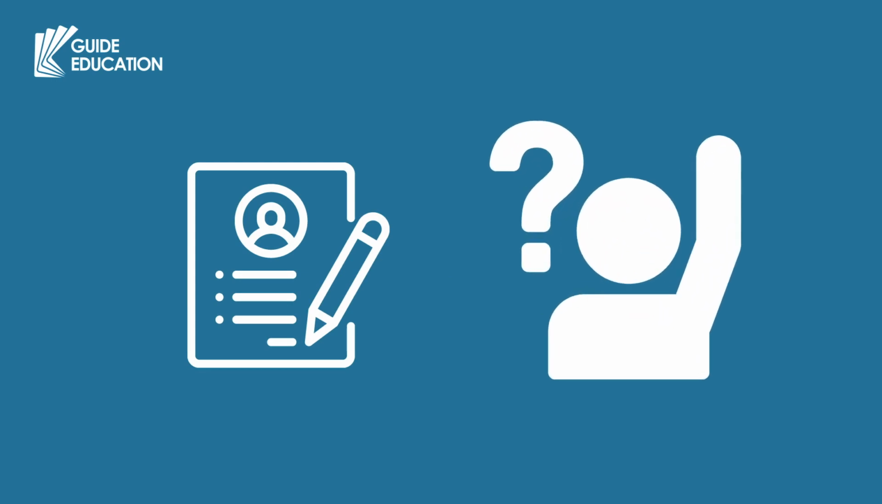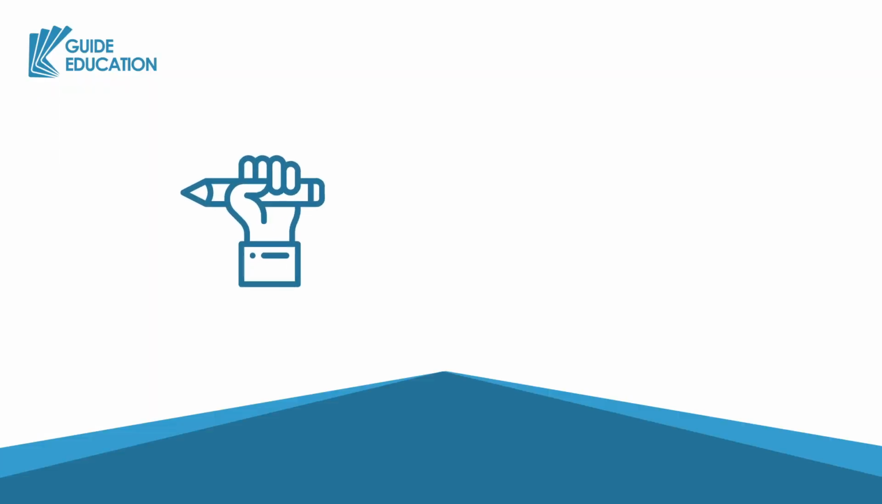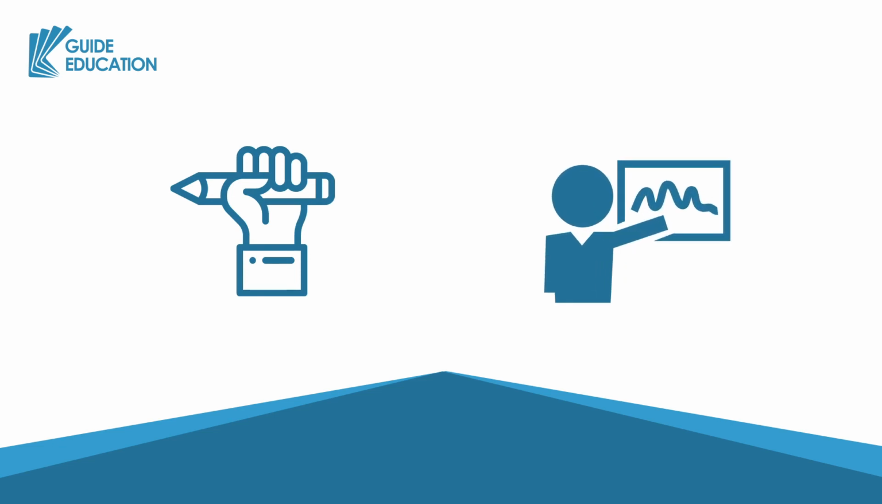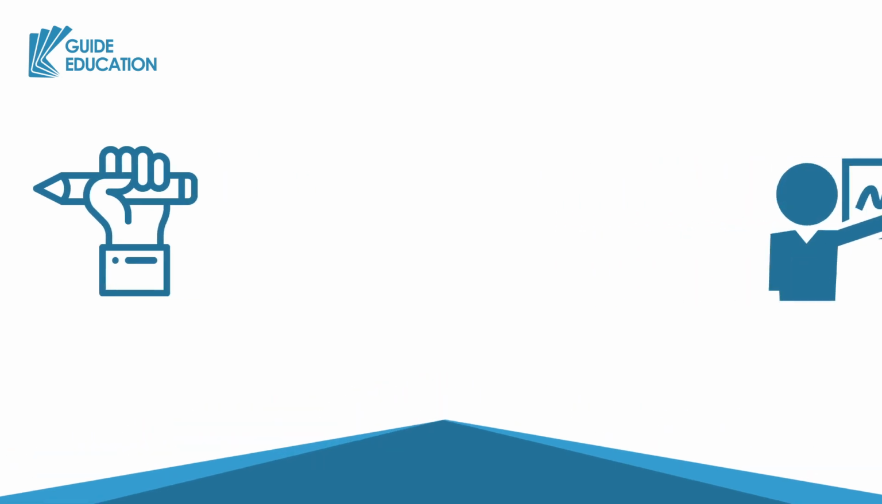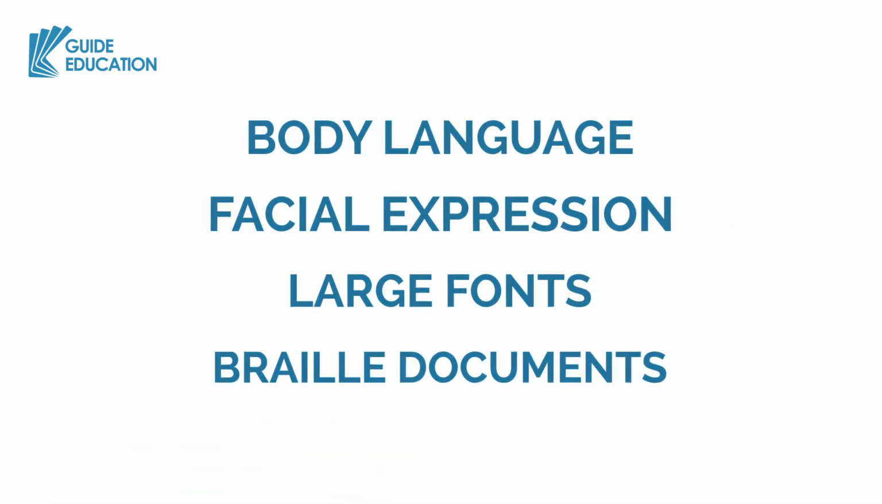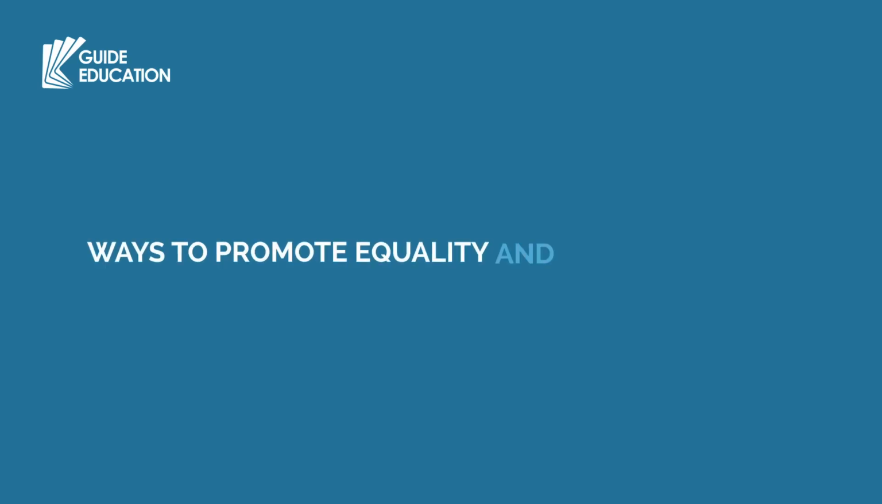Students with special educational needs should be provided support services in the same class as other students rather than isolating them from normal students. All students, regardless of physical and special needs, will be in regular classrooms where different teaching styles are practiced to include every student. For example, body language, facial expression, large fonts, and braille documents to assist. Let's now think about ways to promote equality and value diversity.